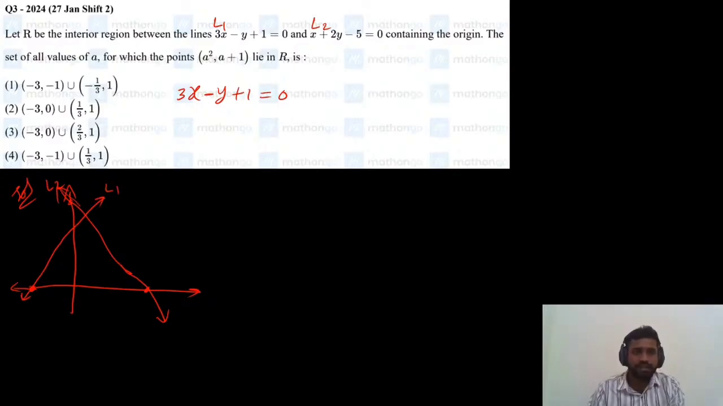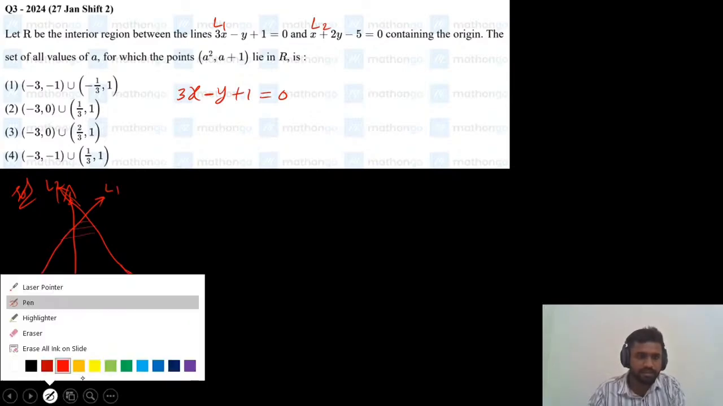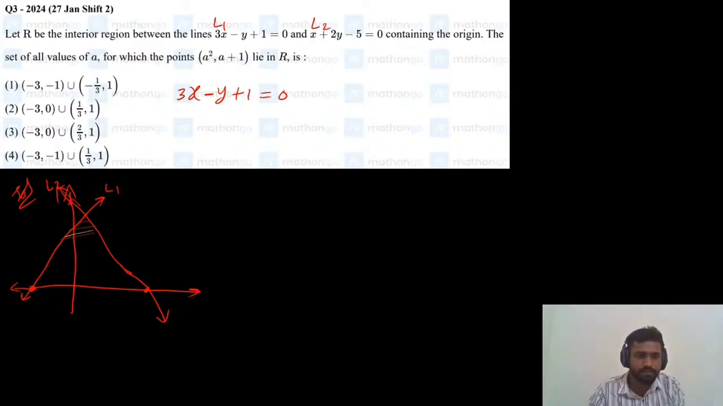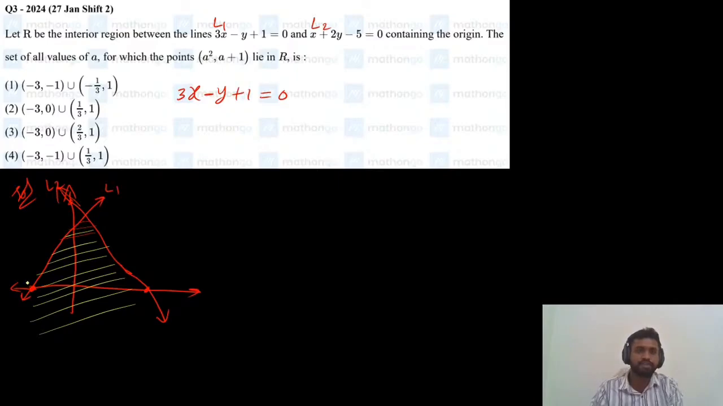R is the interior region between these lines, so this full region between these two lines is R. This yellow region is nothing but the region R, the interior region between the lines containing the origin. We need the set of values of a for which the point (a square, a plus 1) lies inside the region.